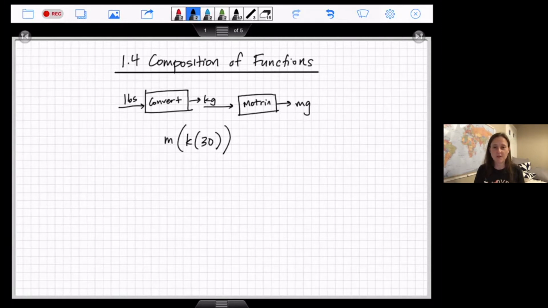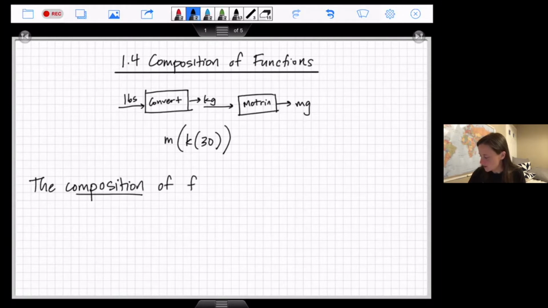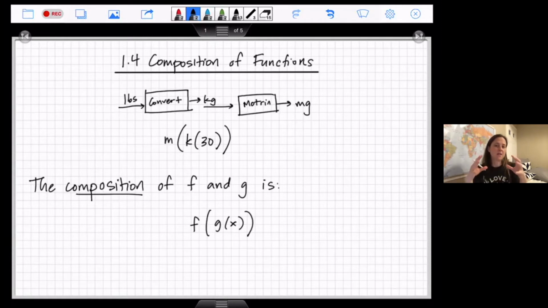So let's write down the definition of this. The composition of two functions f and g, and we can also call that f composed with g. This is just where we take f of g of x. Okay, so whatever function you say second is the one that's inside. The first one that you say has the big set of parentheses.